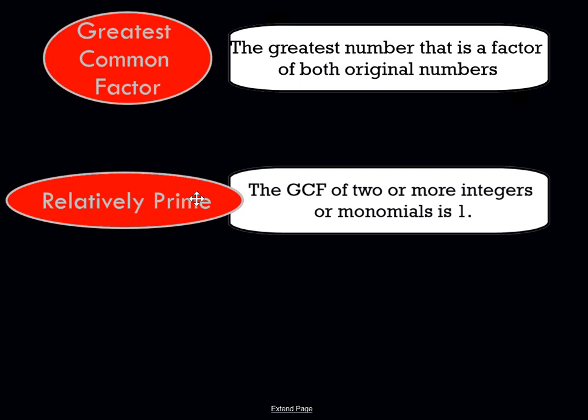Two numbers are considered relatively prime if there are no numbers other than 1 that divide both of them. For example, we could say 15 and 8 are relatively prime because there is no number that divides both 15 and 8 that isn't 1.